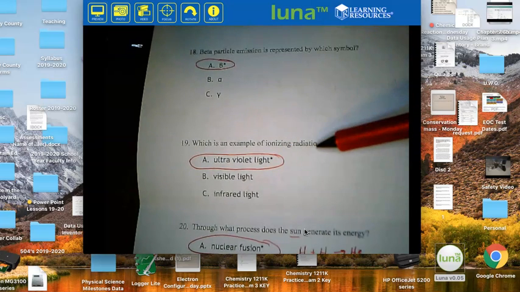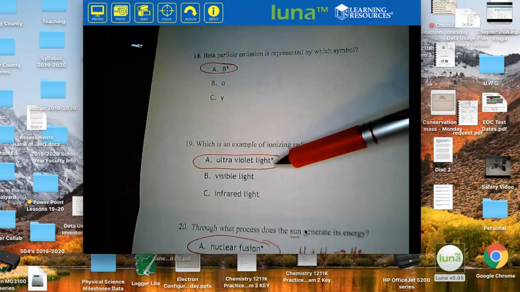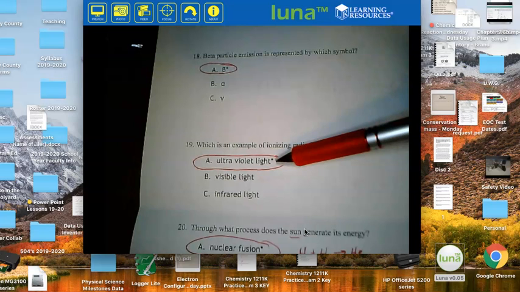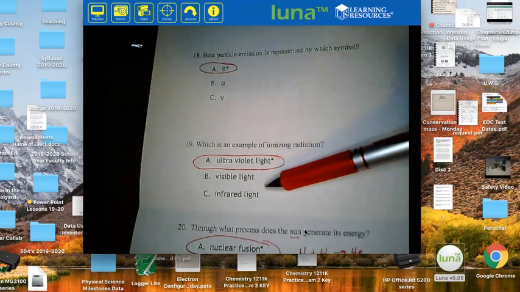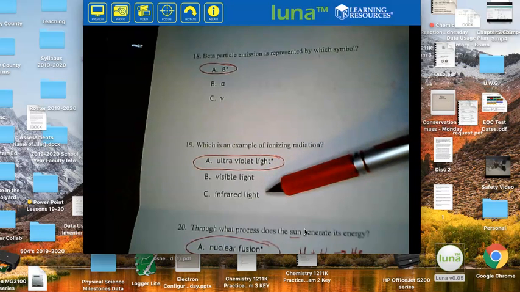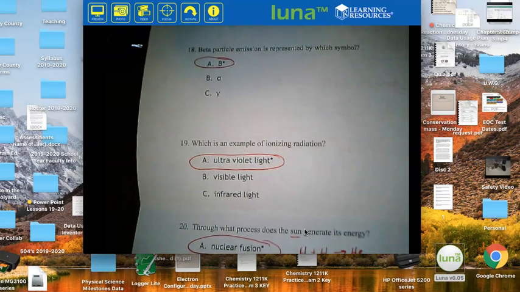Other forms of ionizing radiation, X-rays, gamma rays, any of those higher energy forms of radiation are going to be detrimental to your cells and can cause damage. Visible light, of course, we know is harmless to our cells, and infrared light as well.